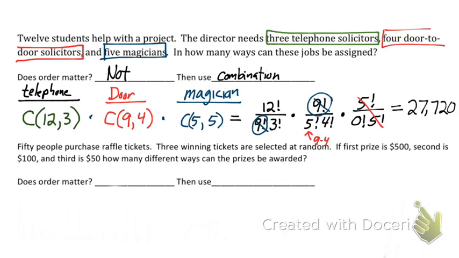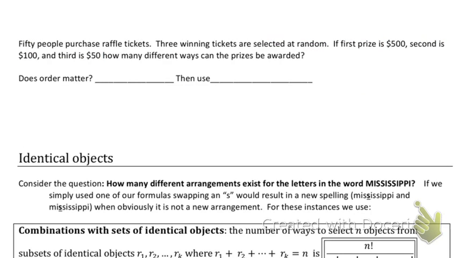Do you care which one you get? Yes. Would this be the exact same, 100, 50, 10, or 150, 10? Would you care which one you got? So does order matter? Yeah, order definitely matters in this one because there is a distinct advantage to being 1, 2, or 3. So order definitely matters. So that must mean we're using permutation.